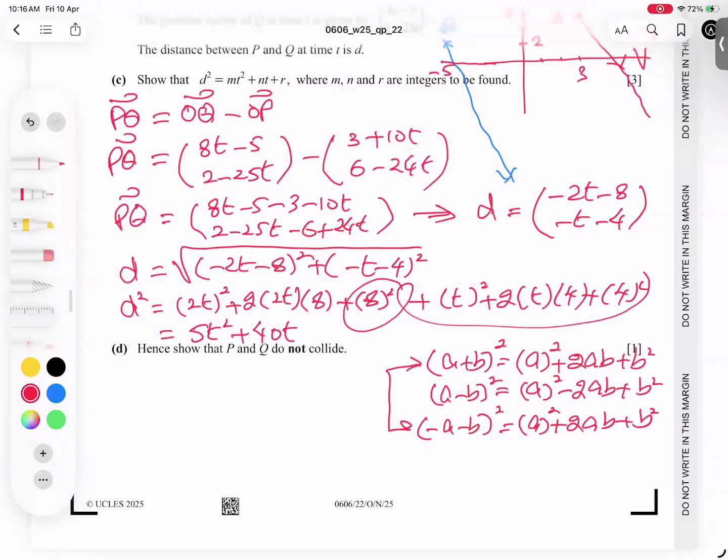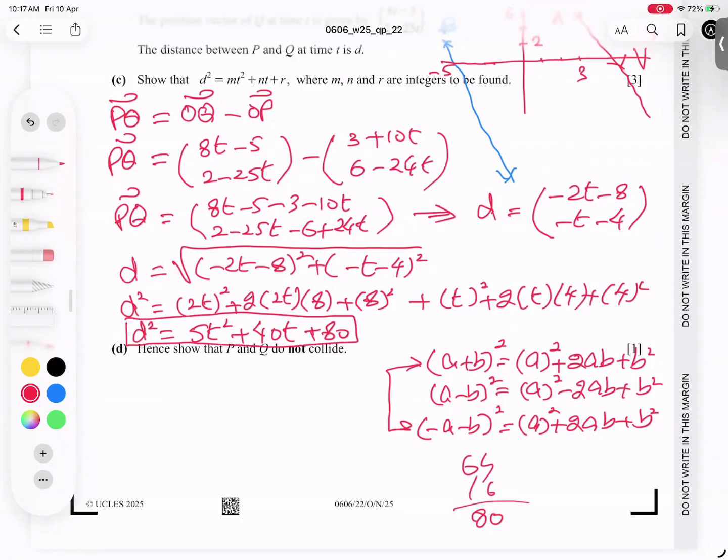8 squared is 64, and plus 16. 64 and 16, if we check it, becomes 80. So I have done it. So d to the power 2 is done, what he was asking from us. So Alhamdulillah Rabbil Alameen, this is done.